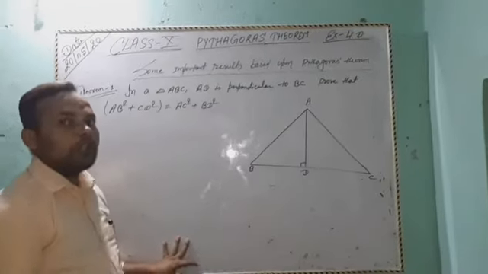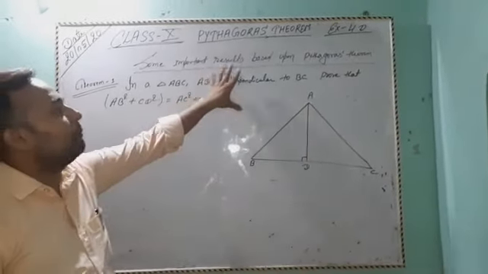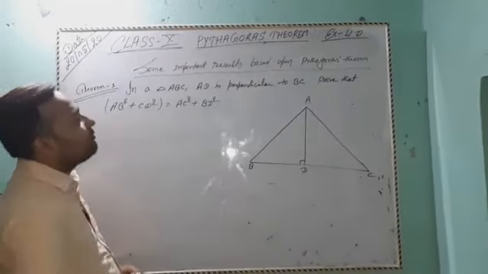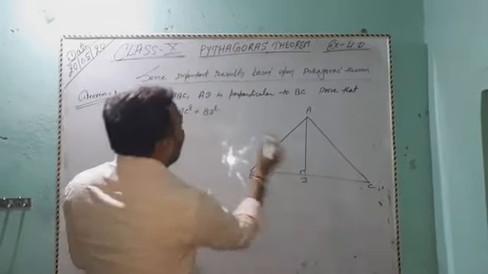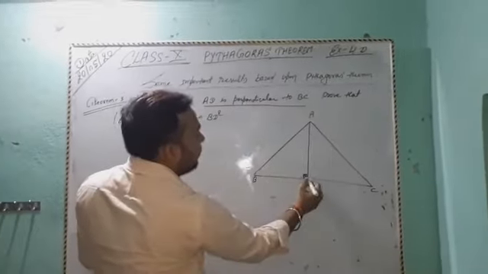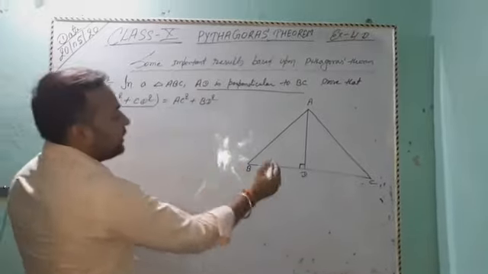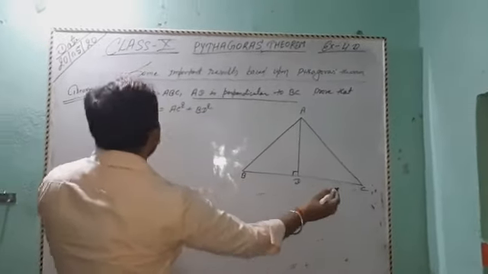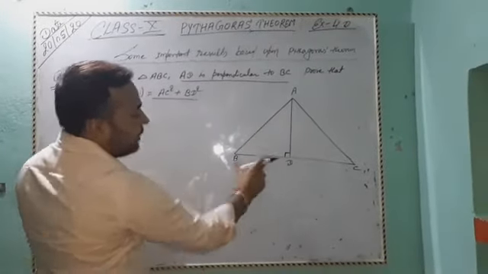Okay. Students, next I am going to discuss some important results based upon Pythagoras theorem. In a triangle ABC, AD is perpendicular to BC. Prove that AB square plus CD square equal to AC square plus BD square.